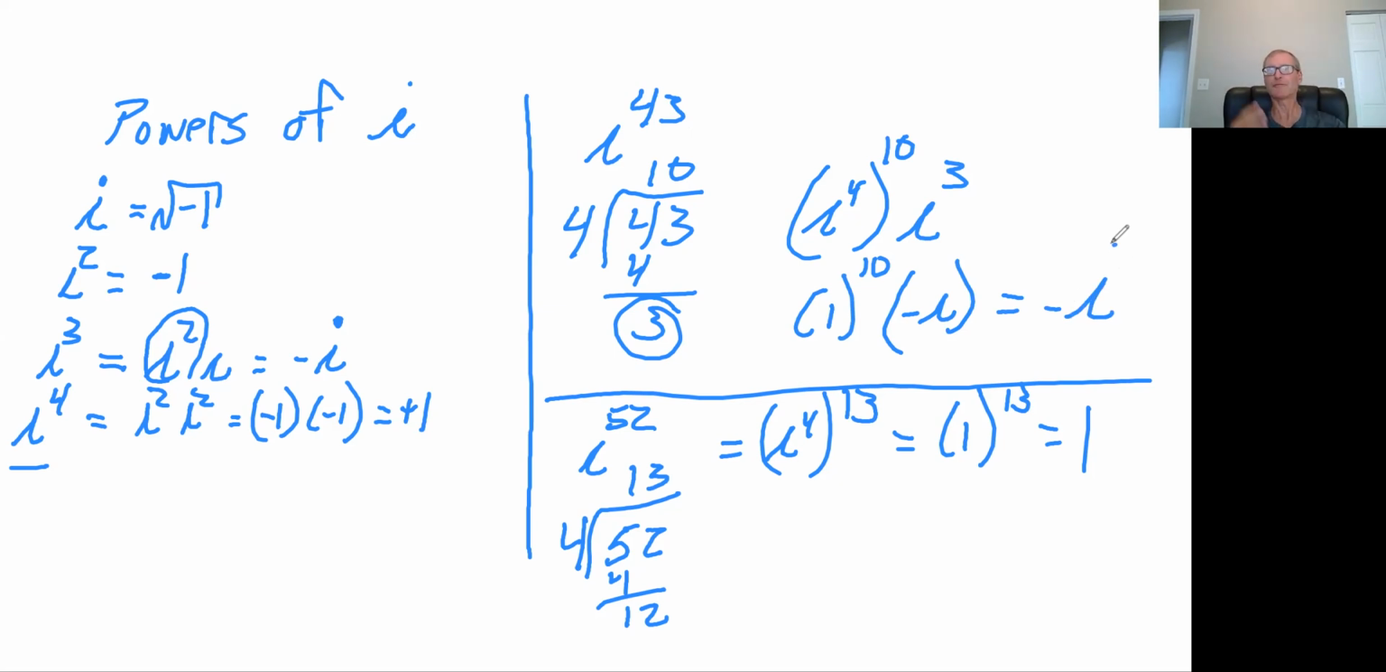So remember, you have 4 possibilities: i, -1, minus i, or +1. And again, the strategy is to use the +1 of i to the fourth. See how many of those go into that exponent. Whatever's left, that's going to be the answer with regard to that.